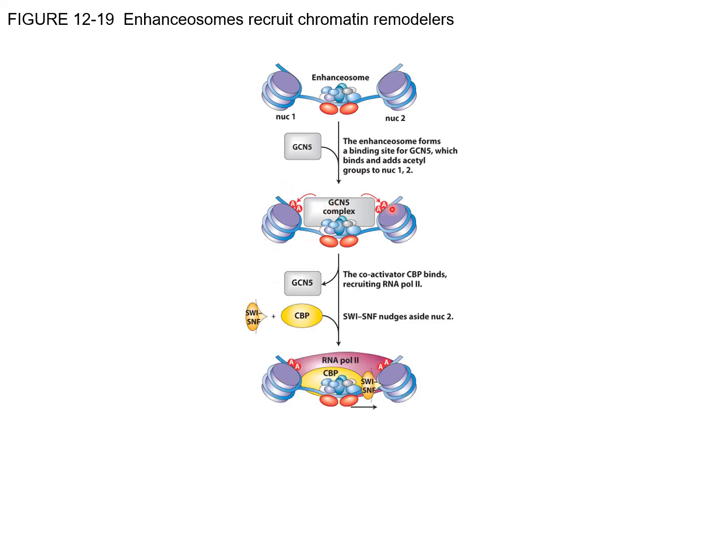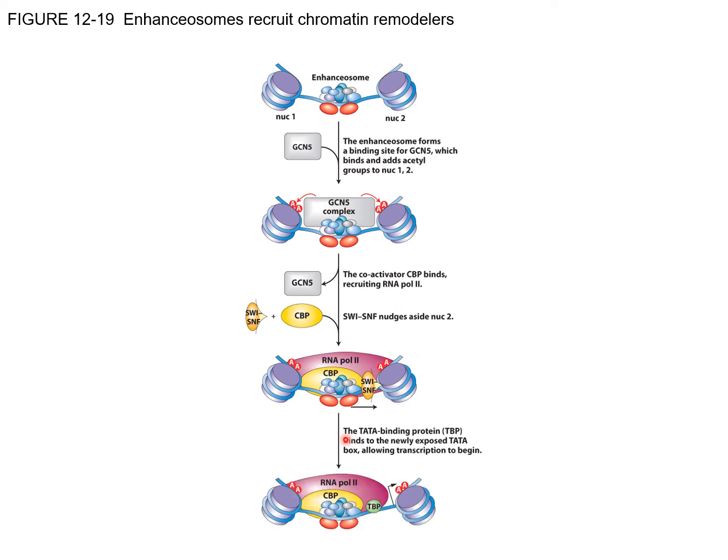After acetylating the nearby histones, GCN5 leaves and allows CBP, which is the co-activator of this complex, and SWI/SNF, and RNA polymerase II to combine and add to the transcription start site here. SWI/SNF further moves this histone away from the start of the transcription site, which allows for the final ingredient, the TBP, or the TATA binding protein, to bind to the TATA box, which is now exposed because of SWI/SNF, and proceed to transcribe the gene.